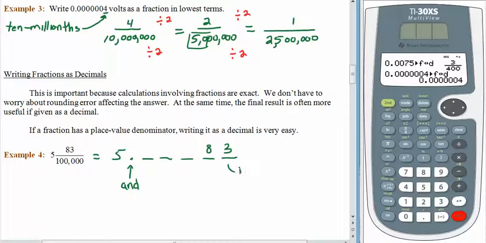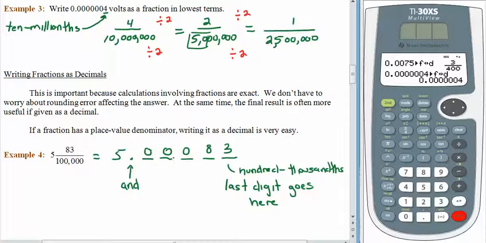So this is our 100,000ths place, and the last digit goes here. We did this a long time ago, so it's probably not a bad idea to do it again. And of course we fill in the remaining places with some zeros as placeholders. But that's really all there is to it.